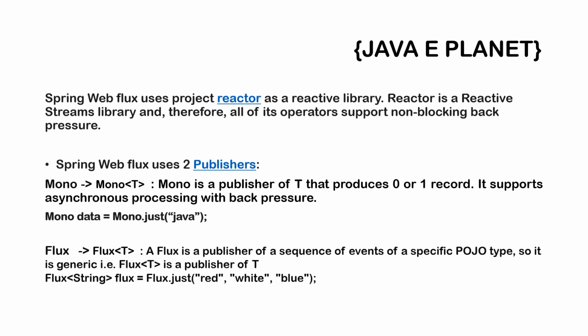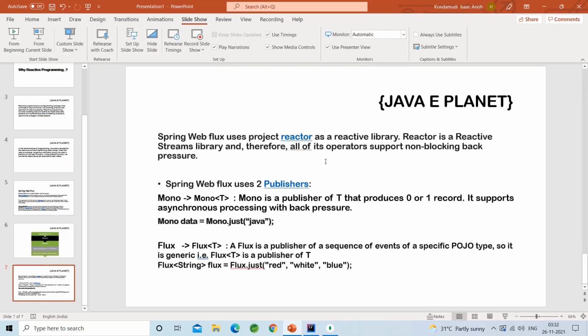Spring WebFlux has two publishers, Mono and Flux. Mono is a publisher that publishes data of type T and produces 0 or 1 record. It supports asynchronous processing with back pressure. Flux is a publisher of a sequence of events of a specific POJO type. So it is generic. It is a publisher and produces data of type T. Let me discuss an example on this.